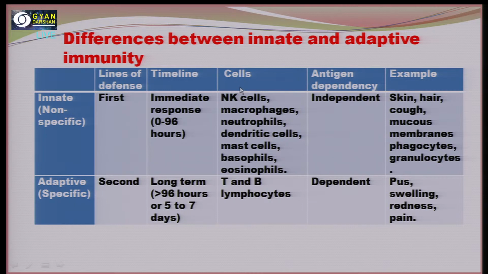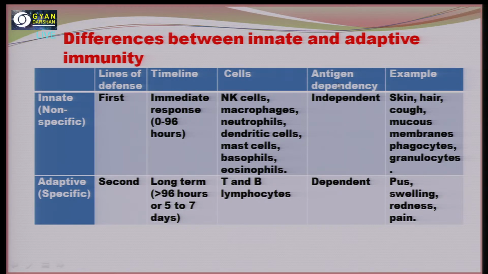Here are the cells which are involved in the innate immunity: NK cells, macrophages, neutrophils, dendritic cells, mast cells, basophils, eosinophils. So these are the cells involved in innate immunity. But in the case of adaptive immunity, two types of cells are involved: one is the T cell and the other is the B cell, or you can say the T lymphocyte and B lymphocyte.